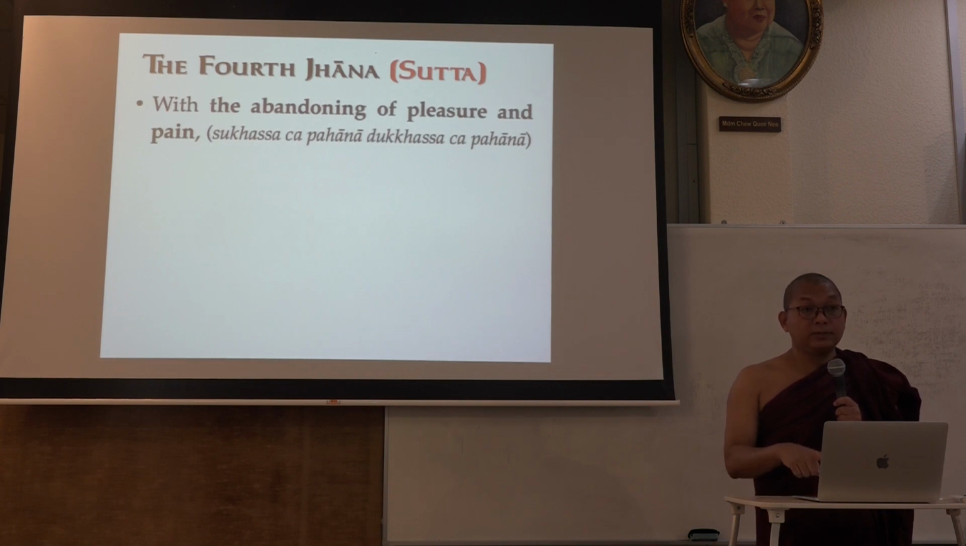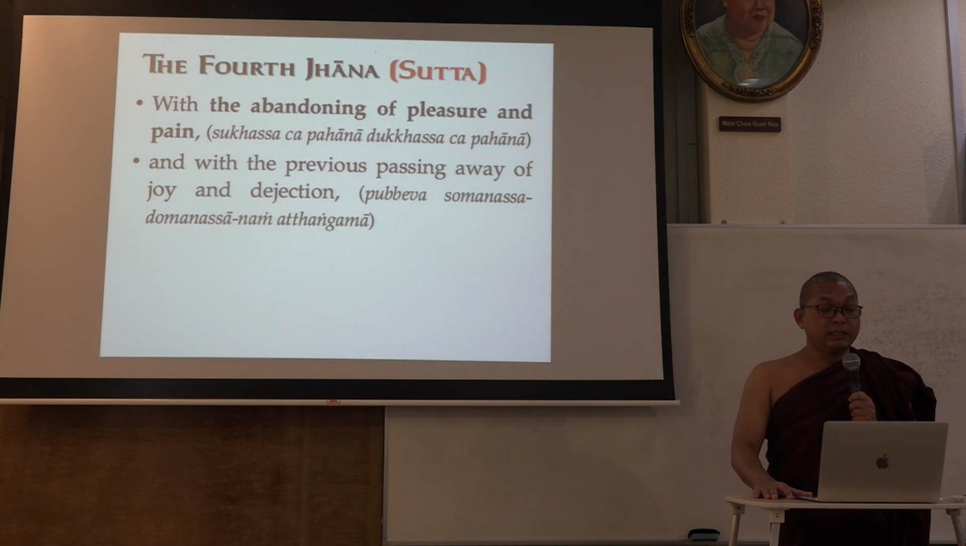Is this what the Buddha taught, no? What the Buddha taught: with the abandoning of pleasure and pain. So when you want to attain the fourth jhana, you need to abandon all your pleasure and all your pain. No more. You need to abandon all of these. Therefore, when you enter the fourth jhana in Abhidhamma mode, or the third jhana in Sutta mode, you begin to see the danger of pleasure, right? Sukha. So now you are trying to abandon it.